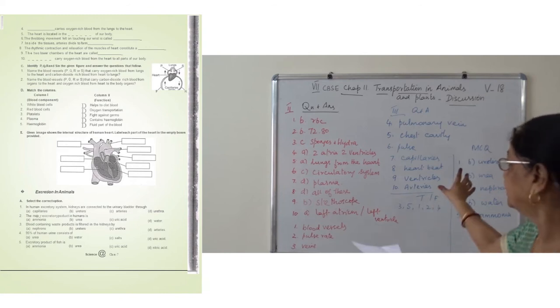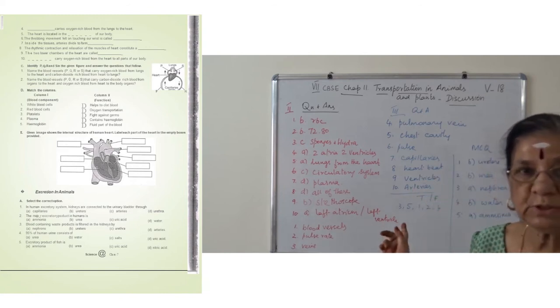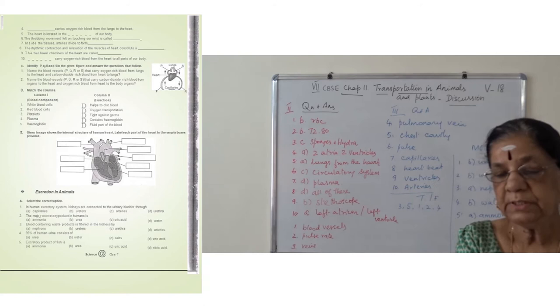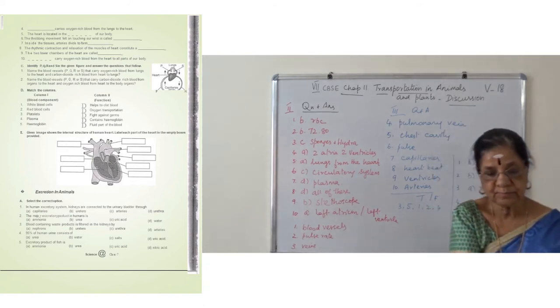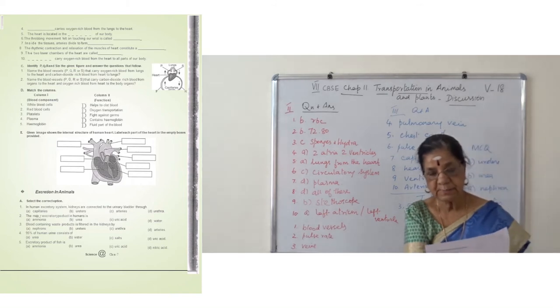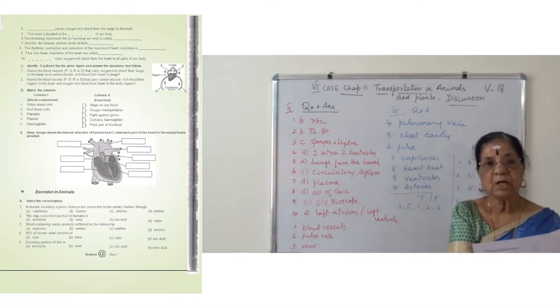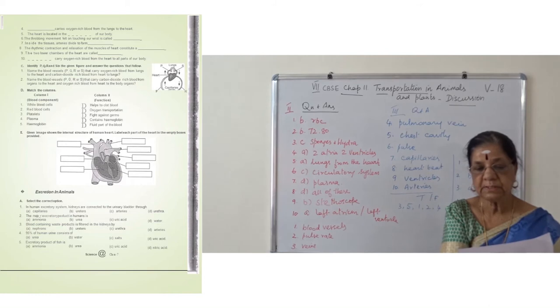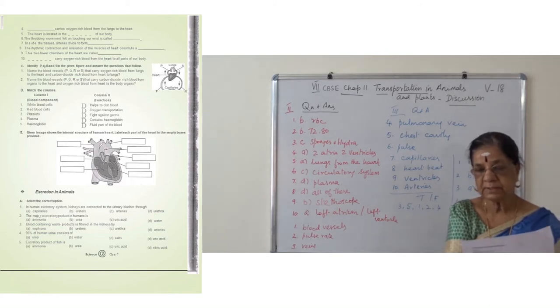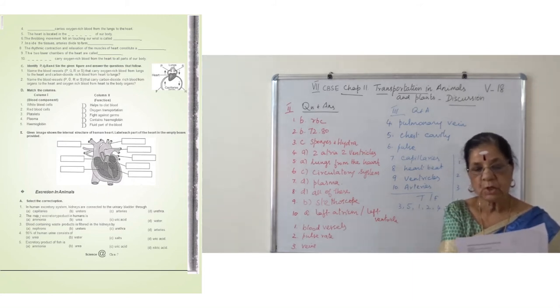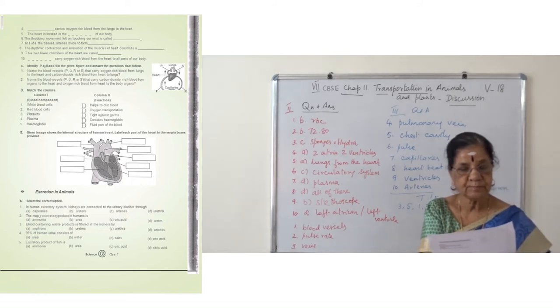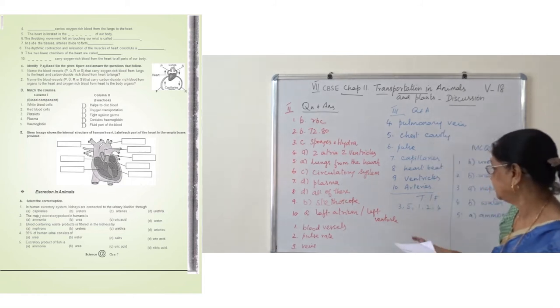I have not put the figure here, you can see it on the video screen. P is pulmonary artery, Q is vein, S is pulmonary vein and R is artery. I repeat, P pulmonary artery, Q vein, S pulmonary vein and R artery. I hope you understand.